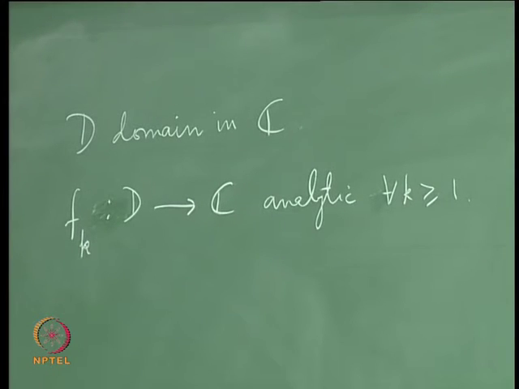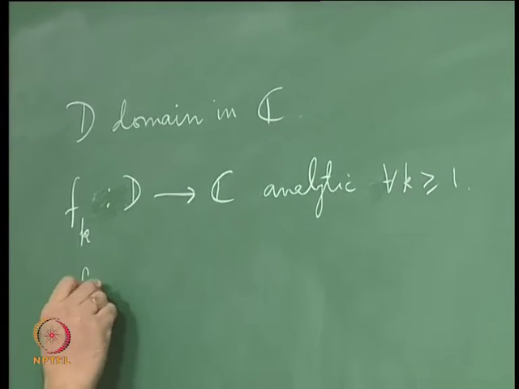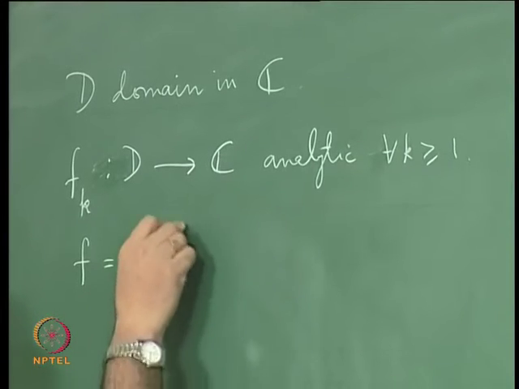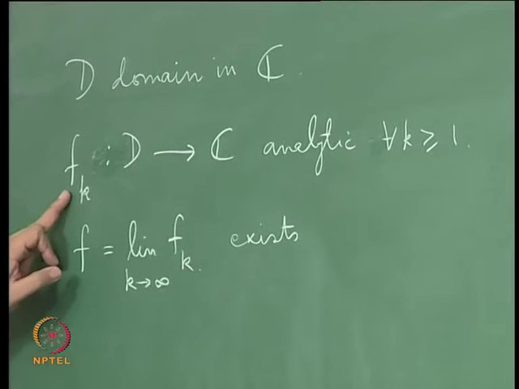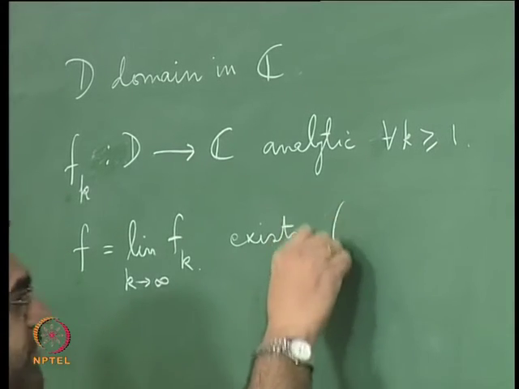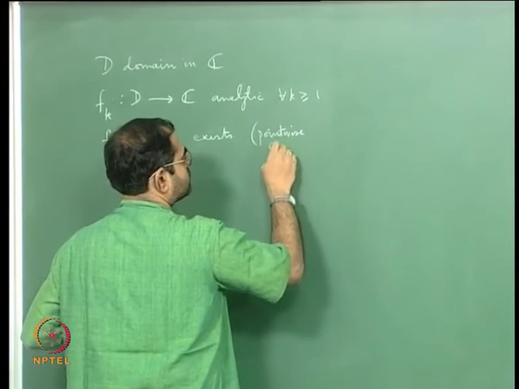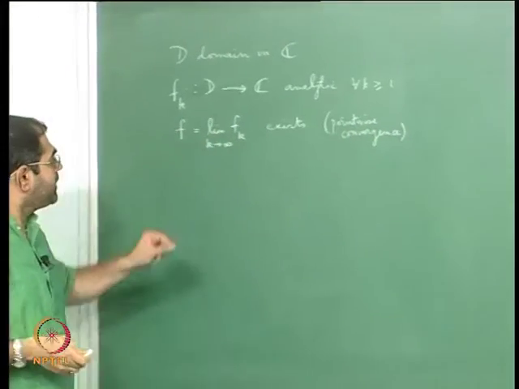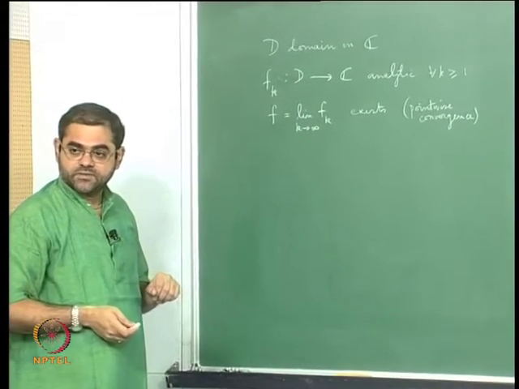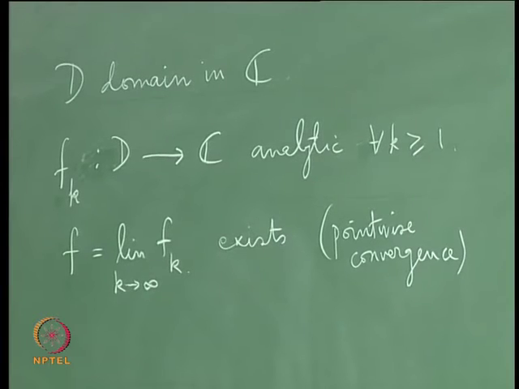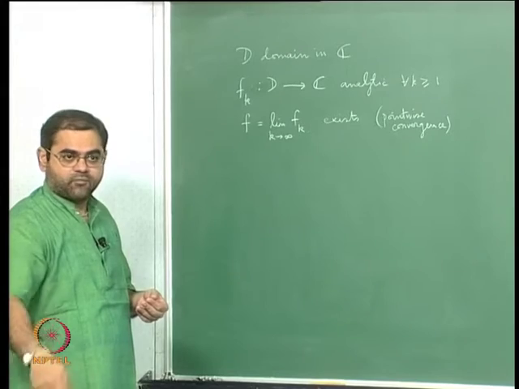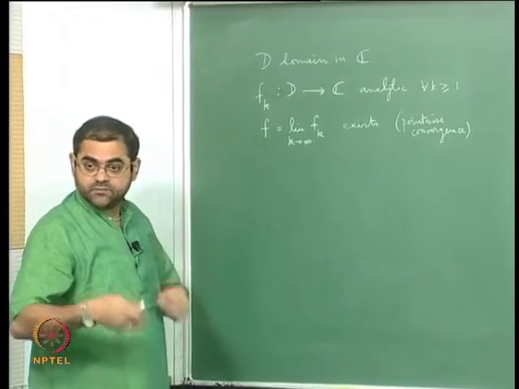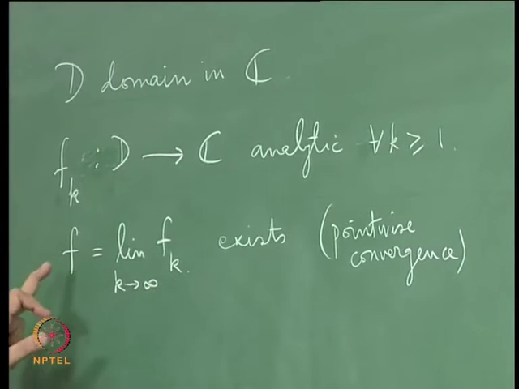You all know from a first course in analysis what I mean when I say that f_k converges to a function f pointwise. So f is the limit as k tends to infinity of f_k, and the limit exists. This is pointwise convergence. What does that mean? It means you take any point z in D, take the value f_k(z) for various k, you will get a sequence of complex numbers, and you take the limit of this sequence. The limit exists, and whatever the limit is, that is what you call f(z), and you do this for every z in D. That means f_k(z) converges to f(z) for each point z in D.